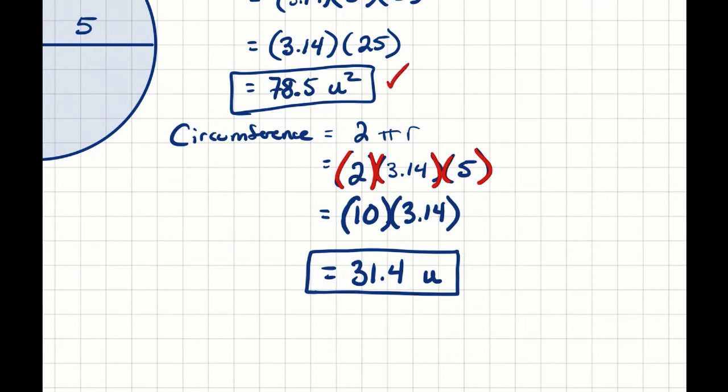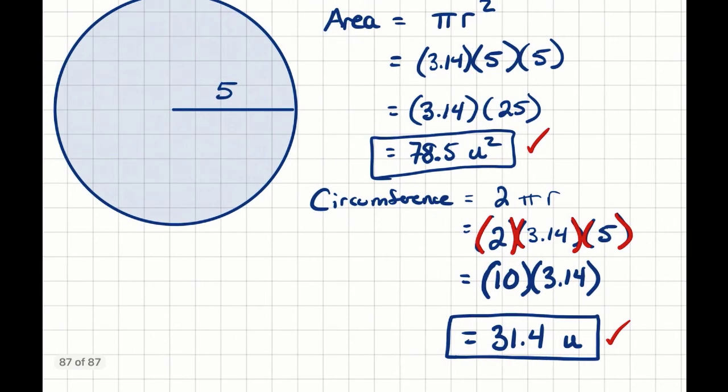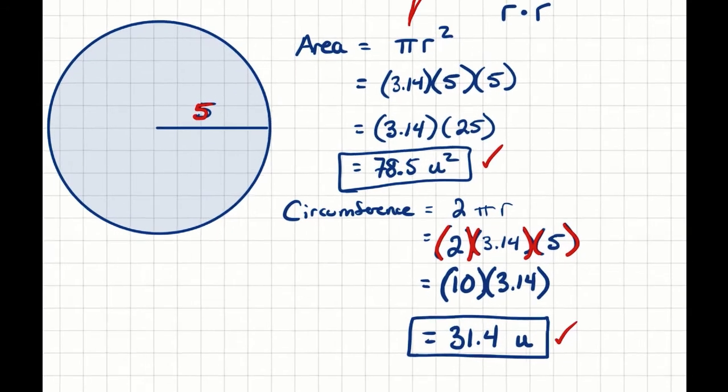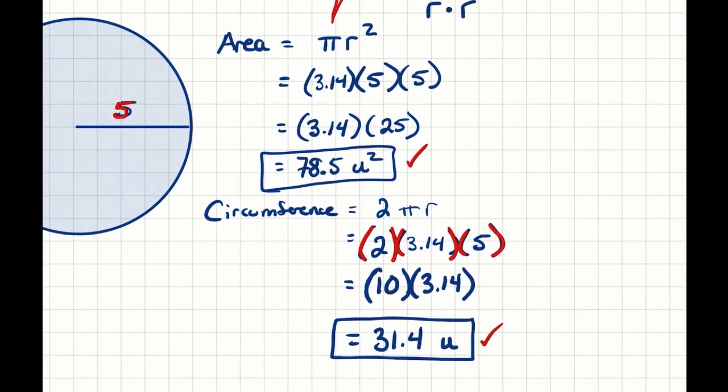So now I've completed my two calculations for a circle with radius 5. Now what's really neat about this is that any circle with a radius 5 is going to have an area of 78.5 units squared and a circumference of 31.4 units. And that doesn't matter if it's 5 feet or 5 inches or 5 meters. Okay, so any circle with radius 5.